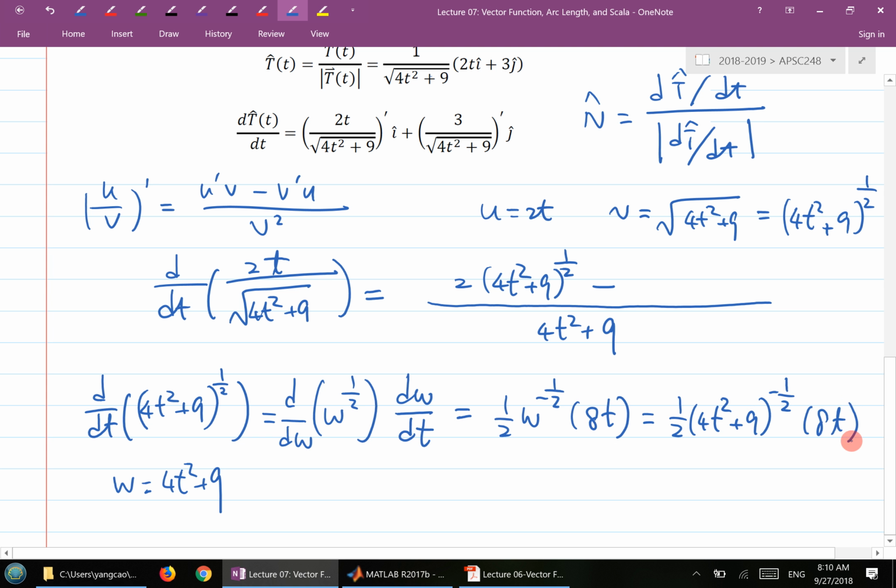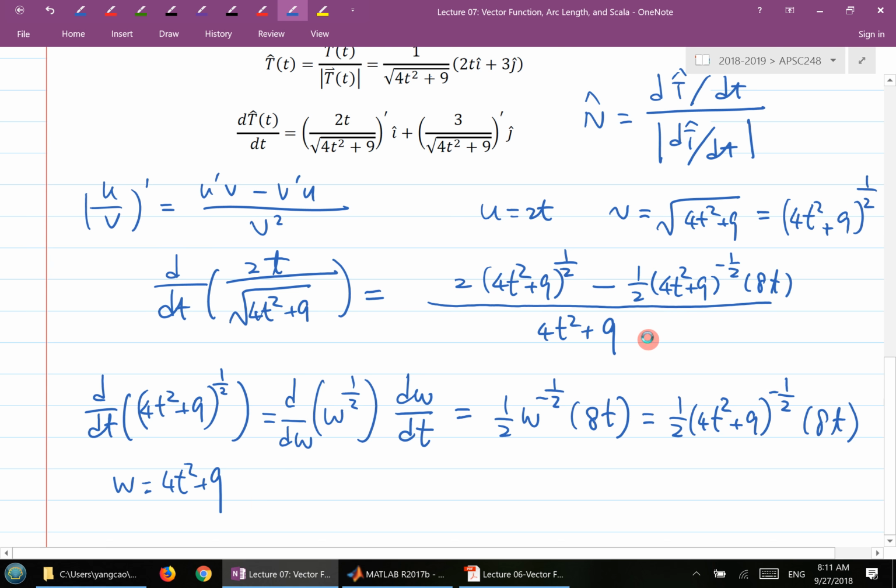So put the w back over here. So it does involve a simple chain rule, right? When you become more familiar or more proficient, you don't have to write down this chain rule every time. So I'm going to put these results back into the numerator here. So that gives me 1/2 here, 4t squared plus 9 to the negative 1/2 times 8t. So that's pretty much the result of this derivative.